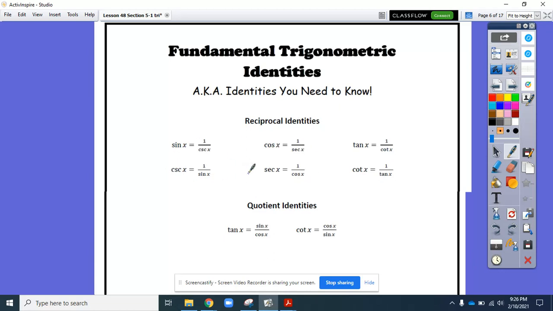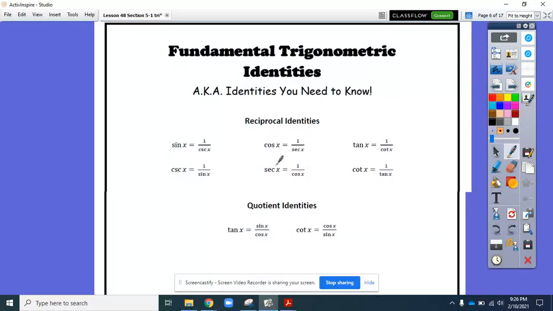Notice in this first section, these are things that you know. You had to know these facts to find exact values. You had to know these facts to graph trig functions. So you should feel pretty comfortable with the fact that sine and cosecant are reciprocals. All this says is rewrite sine as 1 over cosecant, or rewrite cosecant as 1 over sine, using the fact that they're reciprocals, saying, hey, you're allowed to write them in a different way.